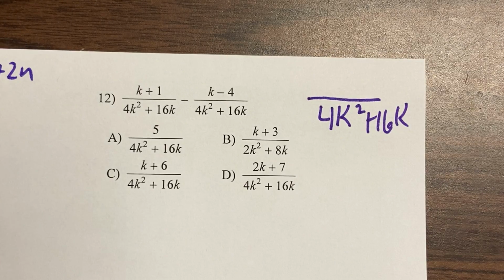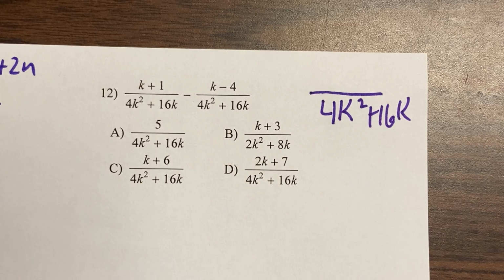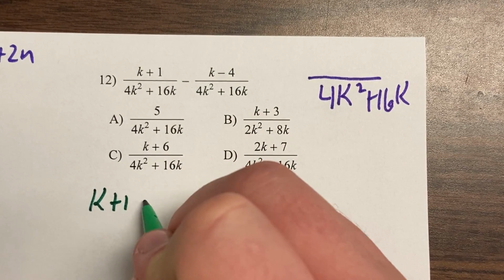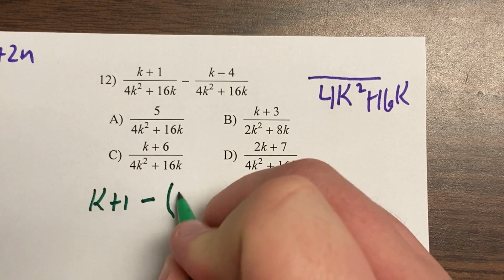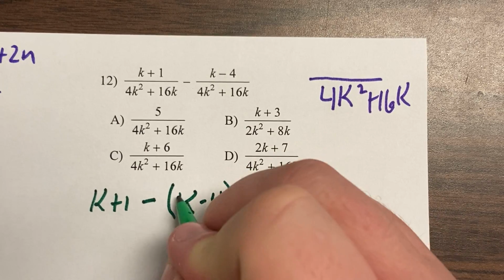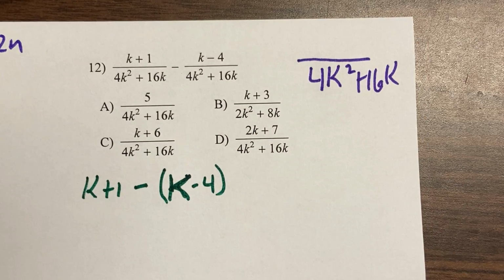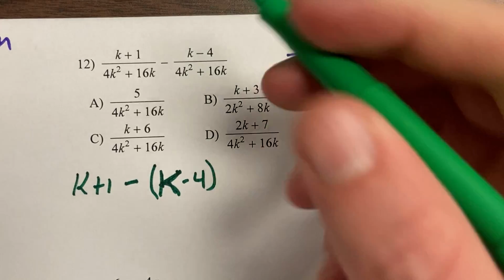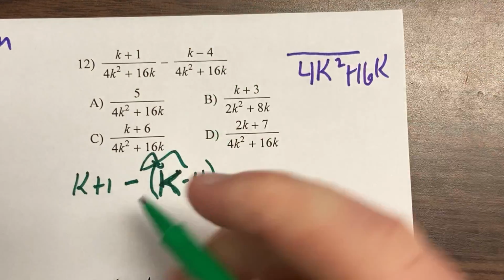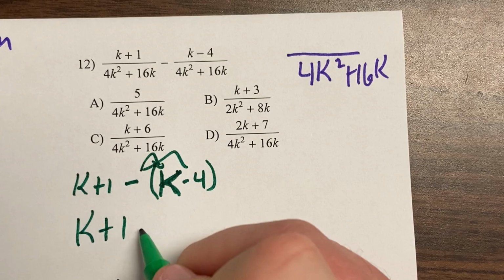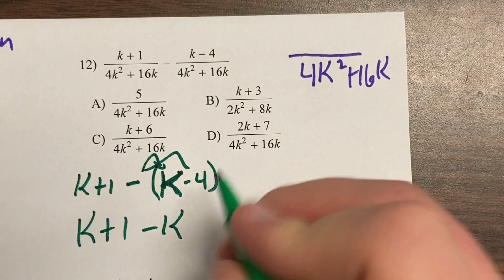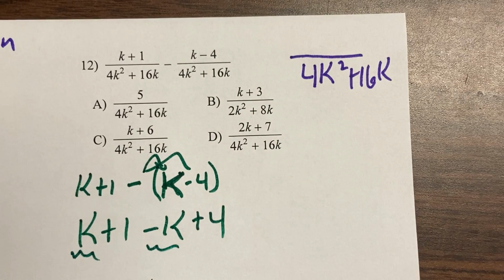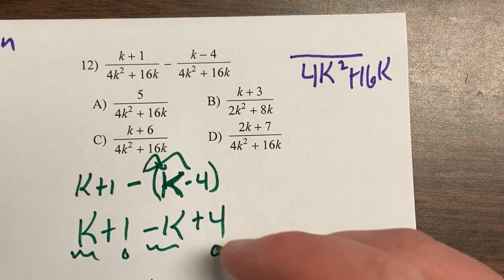Now the numerator, I'm going to rewrite it so you can see it a little bit better. I have k plus 1 minus, now this whole thing needs to get subtracted, not just the k because that's listed first, the whole thing is subtracted. So I have k plus 1 minus k, distributing a negative 1. Negative 1 times negative 4 is a positive 4. I have like terms, k minus k goes away. I have a plus 1, I have a plus 4.